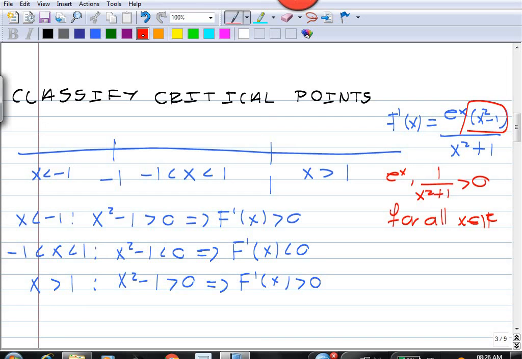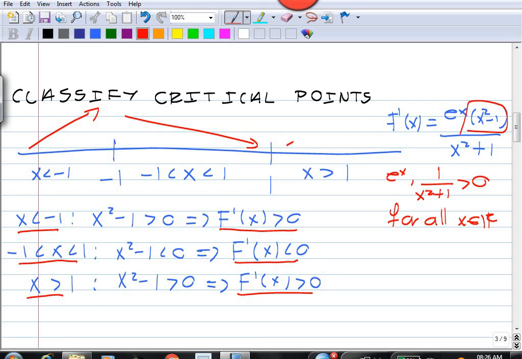So what have we got? For x less than minus 1, the derivative is positive. So that means the function is increasing. So here our function is increasing. For x between minus 1 and 1, the derivative is negative. So our function is decreasing. And for x bigger than 1, the derivative is again positive. So the function is increasing. Right, so our derivative is positive, negative, positive.